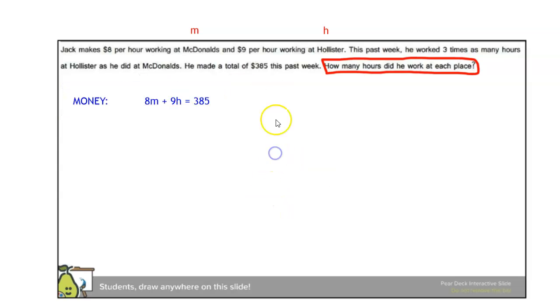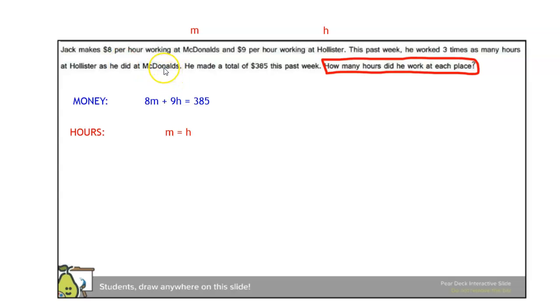Now let's do an equation that deals with the total number of hours. It says he worked 3 times as many hours at Hollister as he did at McDonald's. Here's how that looks. Since this is kind of confusing wording, I'm going to give you a little trick to figure out what it should be. It's obviously not M equals H because it says 3 times as many hours at Hollister as he did at McDonald's. So think real quick.